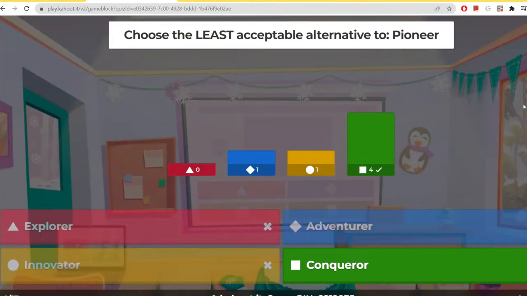Okay. Yeah, I think that's the best choice here, conqueror. A pioneer is someone who usually goes out and does something for the first time, sort of an innovator, or often could be an explorer physically. An explorer and an adventurer are pretty similar. So I would say that the word conqueror is the best one to go with here, because a pioneer doesn't necessarily go out to conquer stuff, but just to do new things.